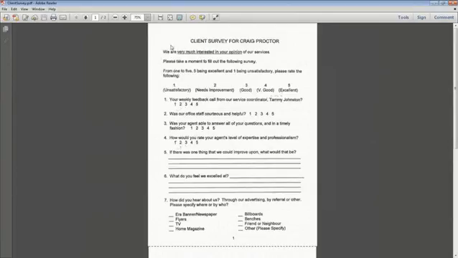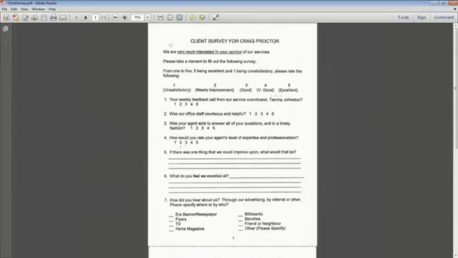Okay, let's shut that attachment now and go to the survey. Okay, let's go to client survey. Have everybody look at that survey. Okay, again, go to 75%. I'd like to be able to see the entire page on my screen. Client survey for Craig Proctor. We are very much interested in your opinion of our services. Please take a moment to fill out the following survey. We're going to make it easy, right? People are lazy, so we're going to make it easy.